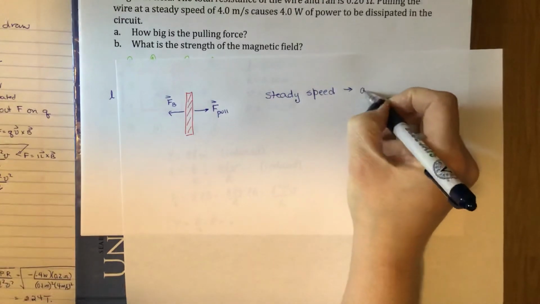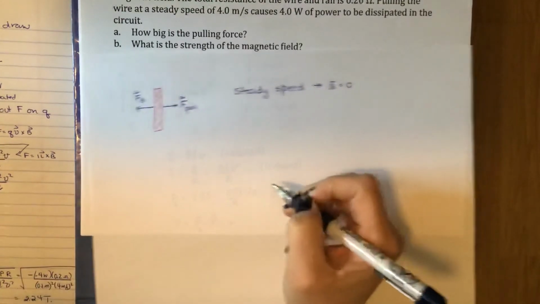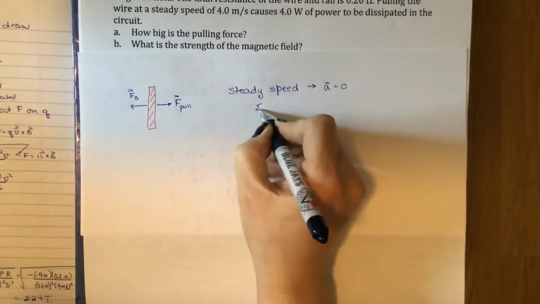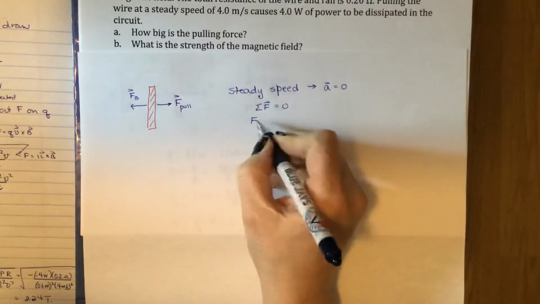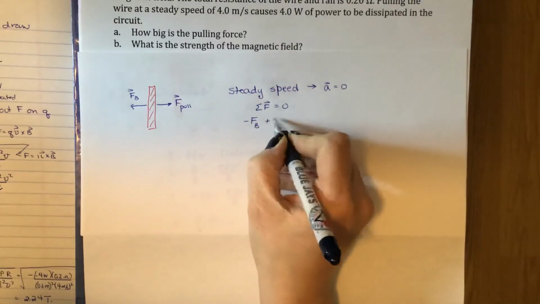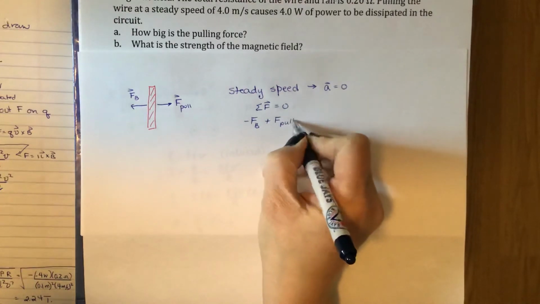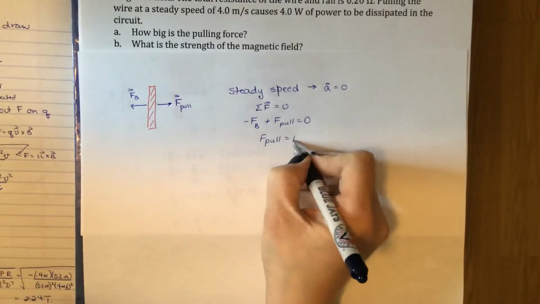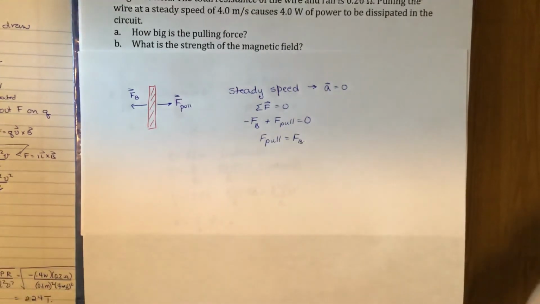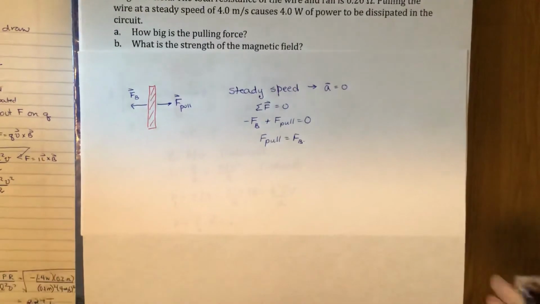If we have a steady speed, the acceleration is equal to 0. If the acceleration is equal to 0, then the net force is equal to 0. So minus F_B plus F pull equals 0. So the pulling force is going to be equal to the magnetic force. Okay, that's good to know because we were asked for the pulling force.